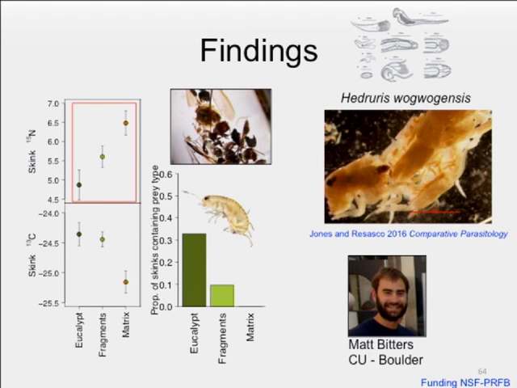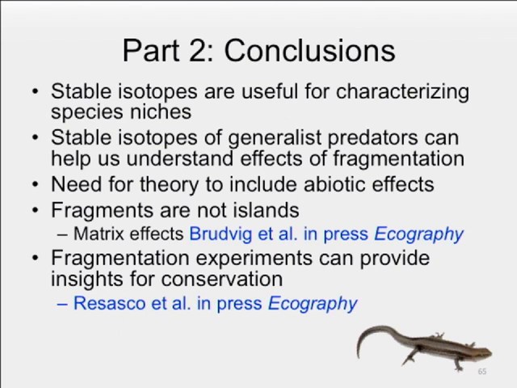And I'm co-advising a graduate student with Kendi Davies, Matt Bitters, who's interested in doing some more work with skinks and parasites in this system. So, what are some takeaways from this part of the talk? Well, stable isotopes are useful for characterizing species niches. Stable isotopes of generalist predators can help us understand the effects of fragmentation that might not be very obvious. So basically, what's going on under the hood. These generalist predators can be indicators for that.